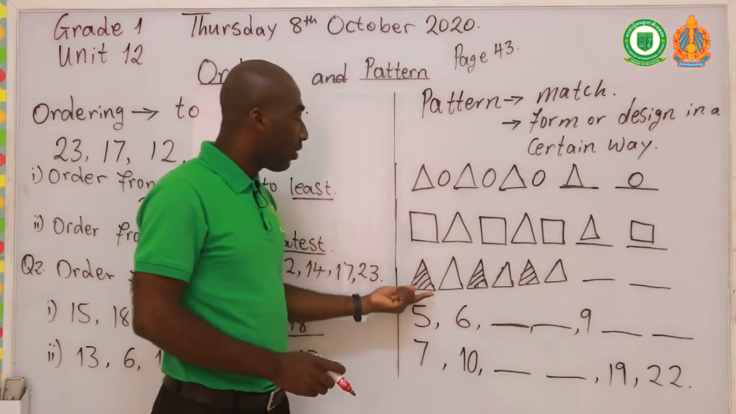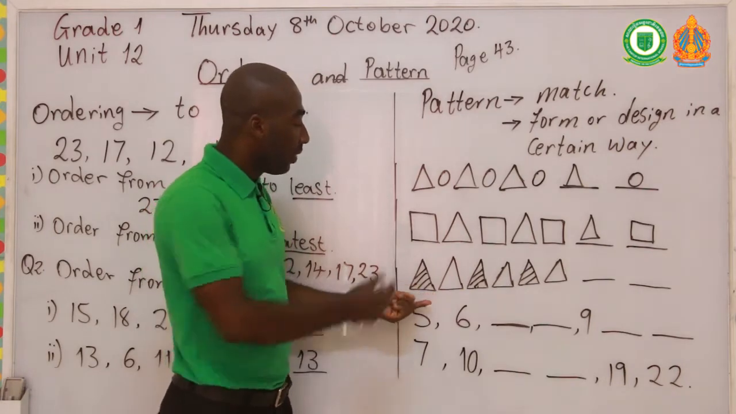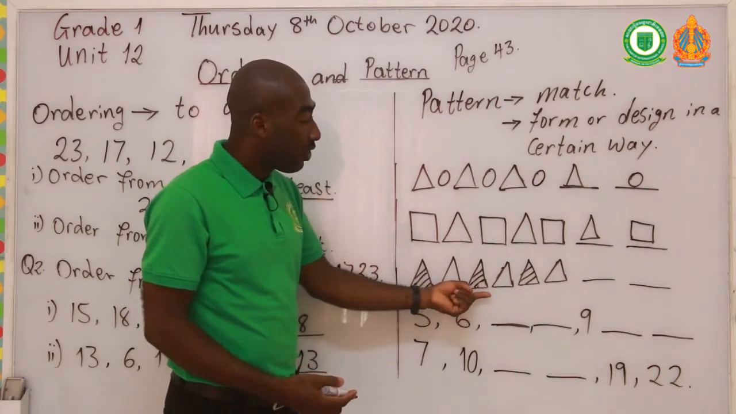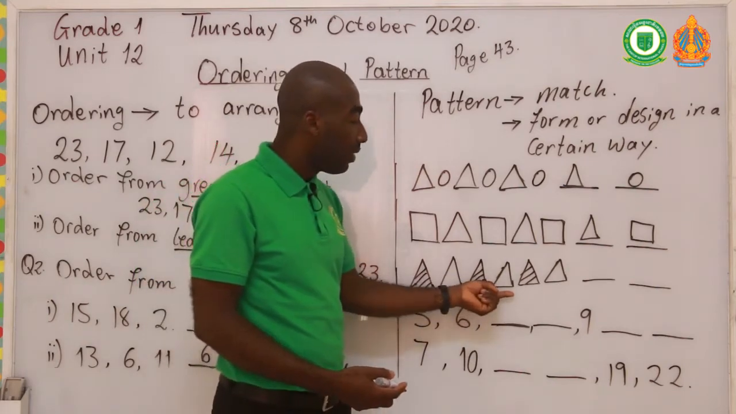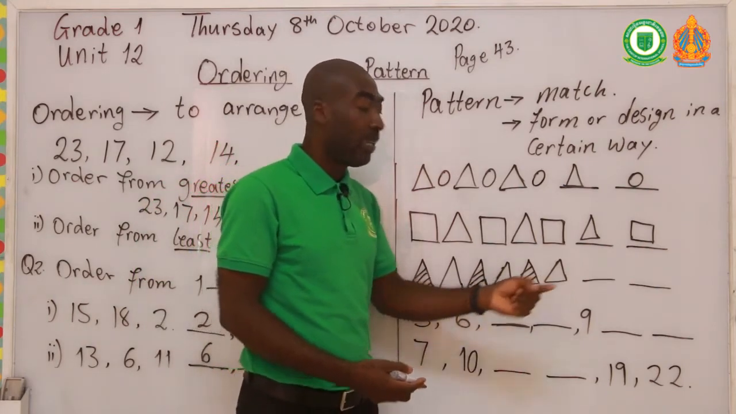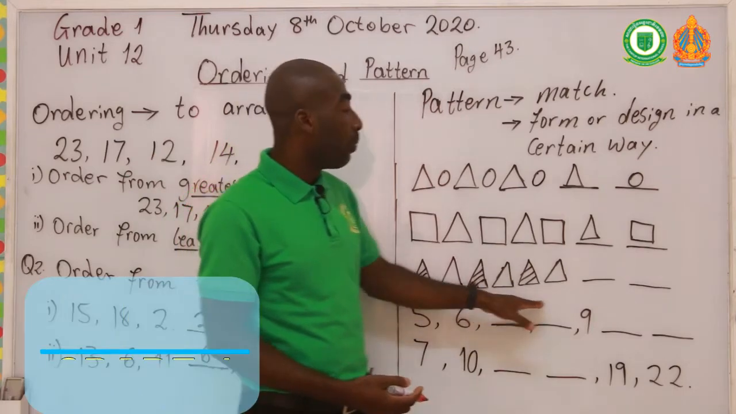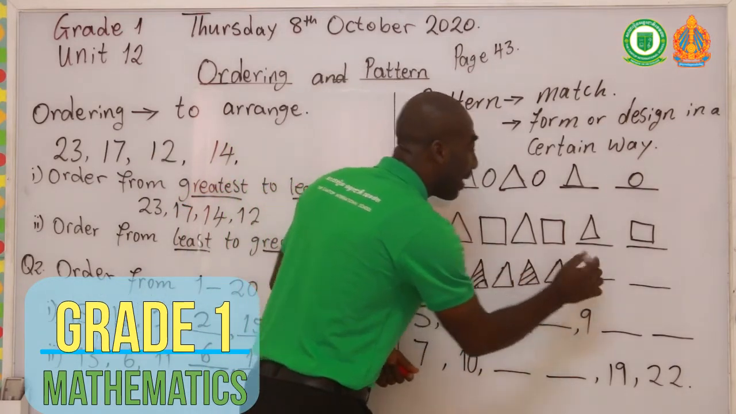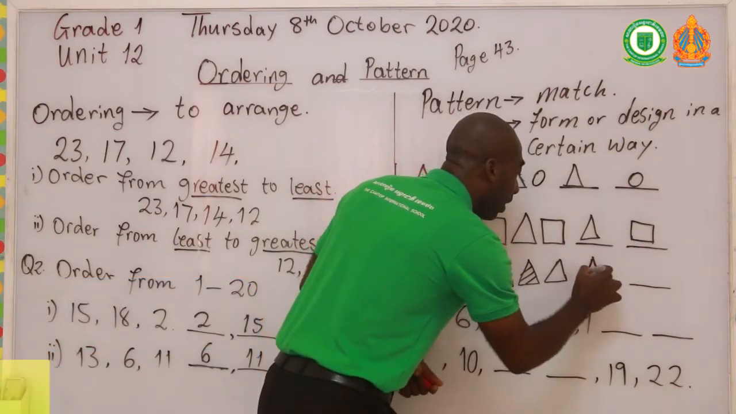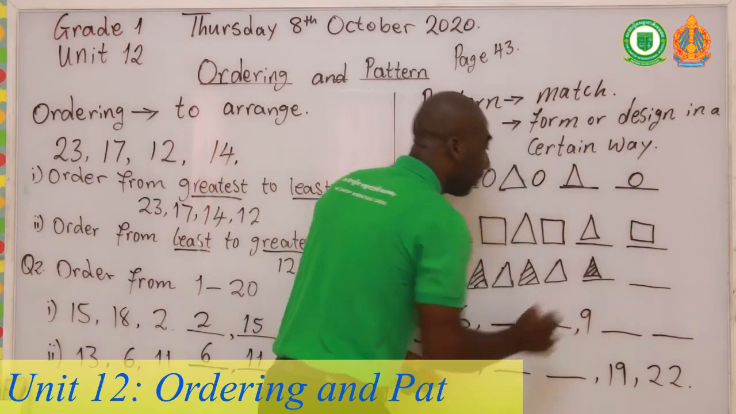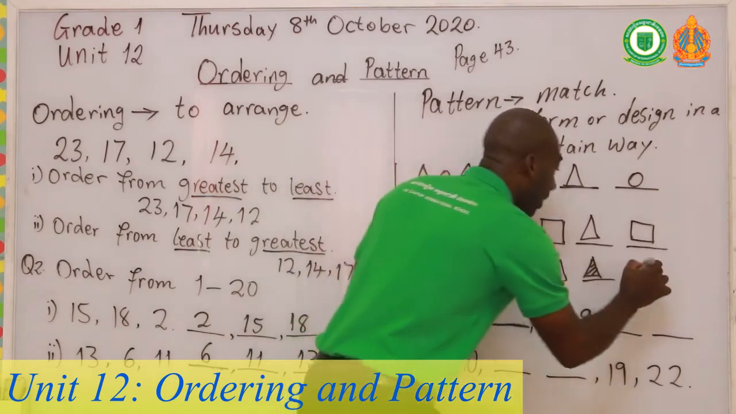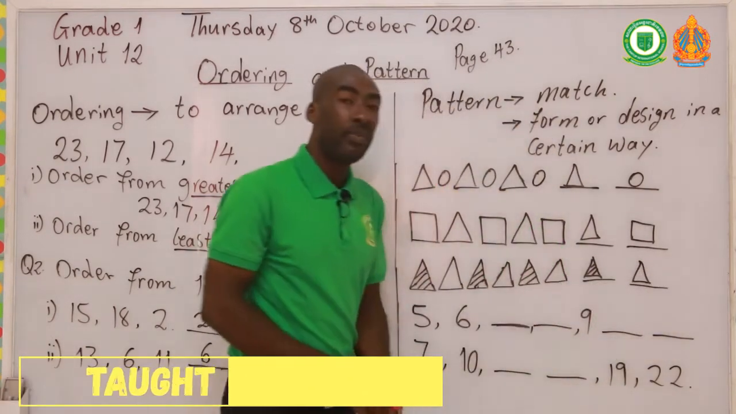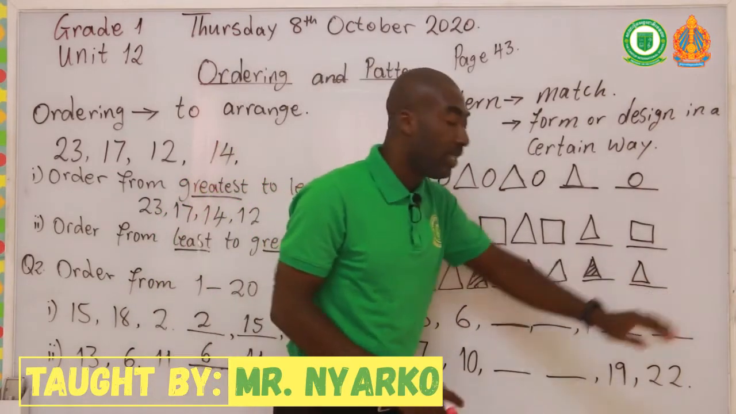Now we see a triangle that has been striped, and then a plain triangle, a striped triangle, plain triangle, striped, plain. So if you are to complete this, it means that when we have plain here, the next triangle has to be a striped one, and then the last one is going to be a plain triangle. So that completes your pattern.